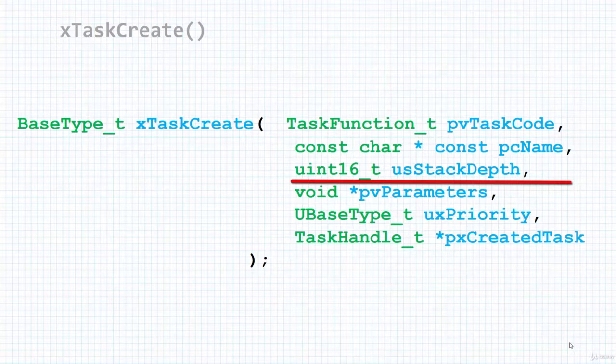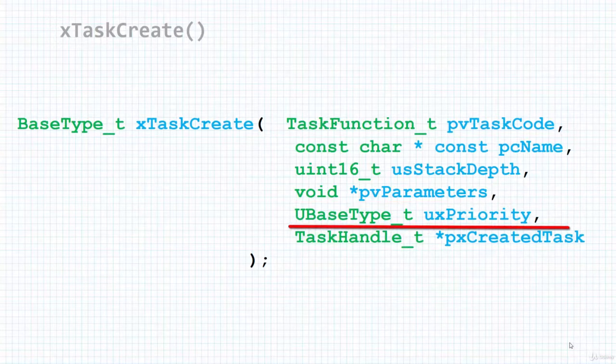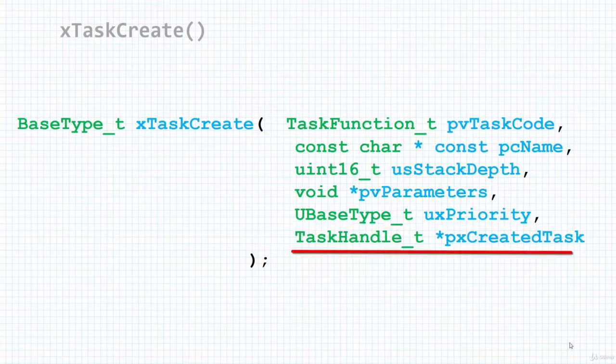The fourth argument, pvParameters, is the argument we wish to pass to the task function. The fifth argument, uxPriority, defines the priority at which the task will execute. Priorities can be assigned from 0, which is the lowest priority, to a highest priority value, which we can define in the FreeRTOSConfig.h file.